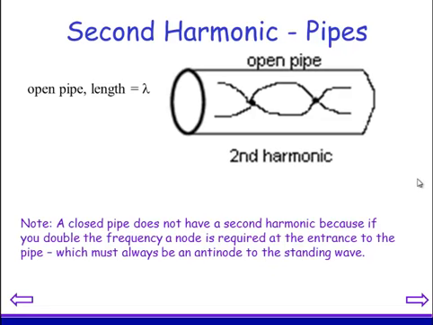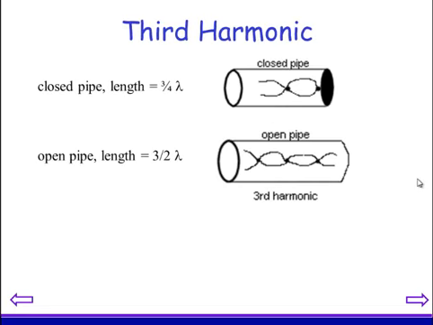We can carry on our pattern though to the third harmonic. The third harmonic for a closed pipe: here we see a situation where we have an antinode at the entrance to the closed pipe, and the length of the pipe is equal to 3/4 of the wavelength of the third harmonic. The open pipe length is equal to 3 divided by 2 wavelengths of the third harmonic, and that pattern continues and continues.